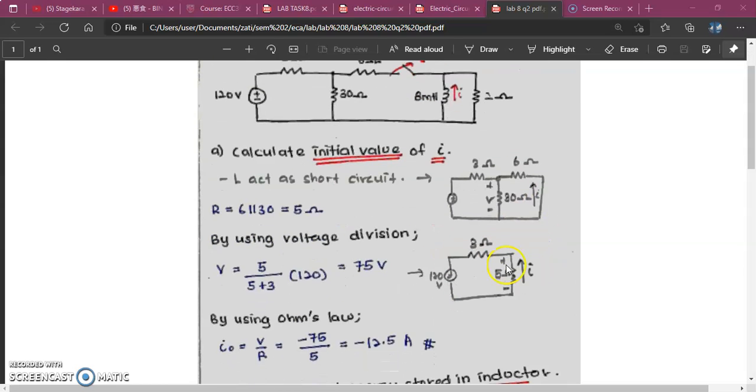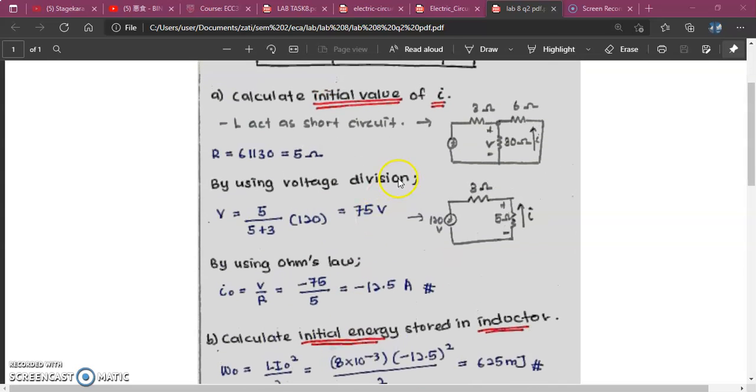Okay, so first of all, I calculate the value. I put the 6 ohm resistor and 30 ohm resistor in parallel, and the answer I get is 5 ohm. So I drew the new circuit over here. And then by using voltage division, I calculate the voltage across the 5 ohm resistor. The formula is 5 over 5 plus 3 times 120, which is the voltage source. And the answer is 75 volts.